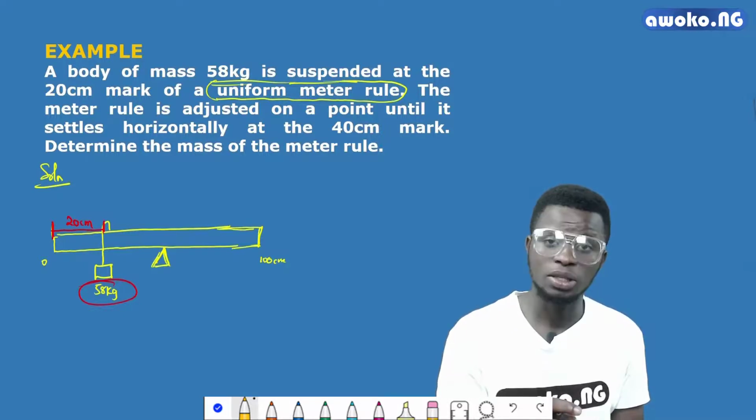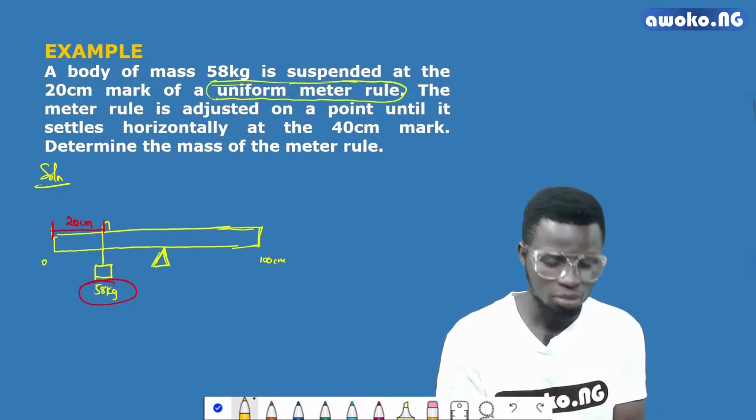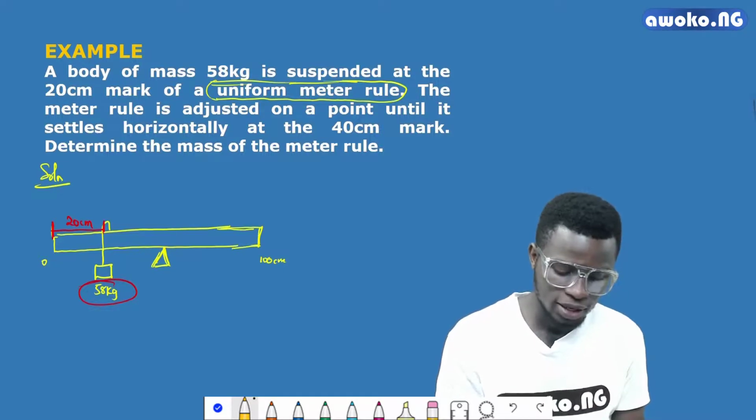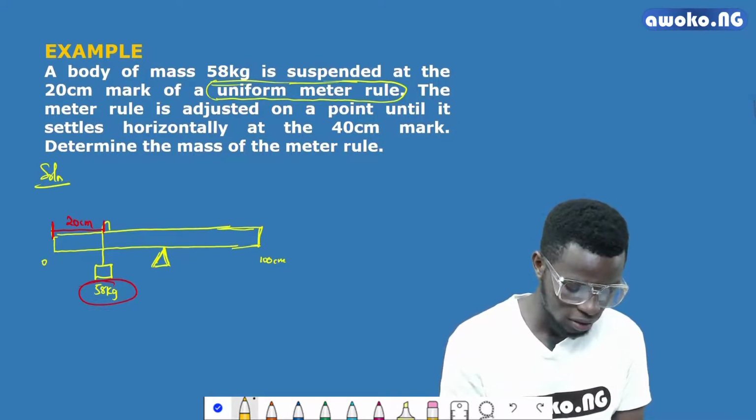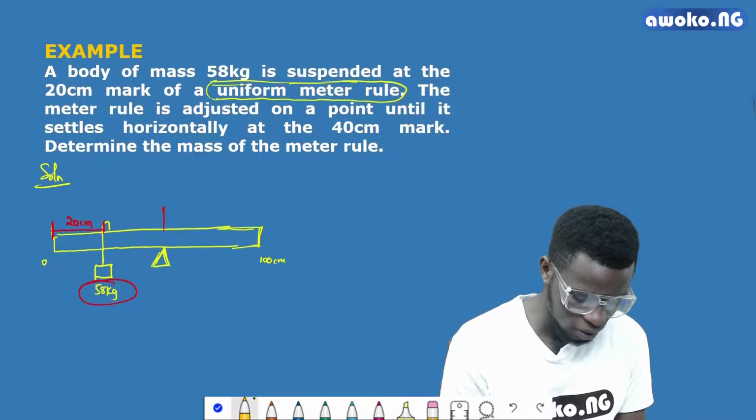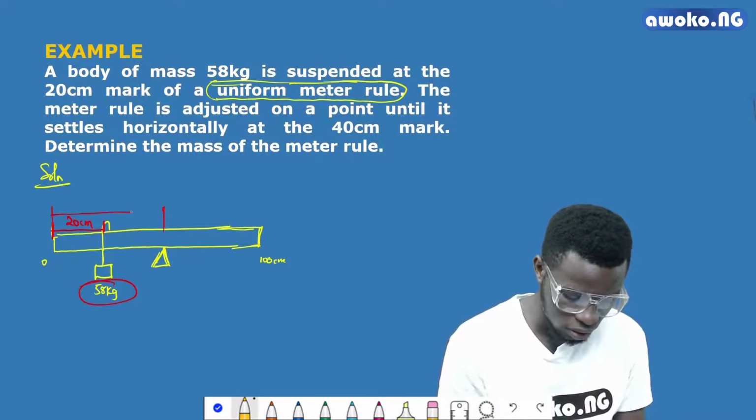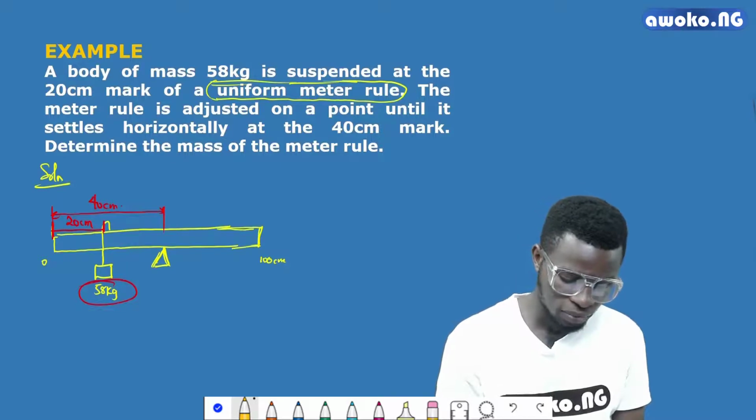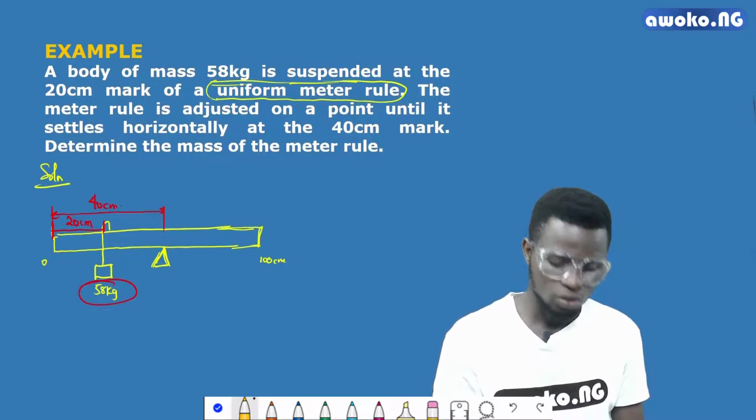Remember, I said the meter rule is uniform. That is, the center of gravity is at the midpoint. Okay, so we're told that the meter rule is adjusted on a point until it settles horizontally at the 40 centimeter mark. So let's call this the 40 centimeters mark. From this point to this other point is 40 centimeters. All right, now determine the mass of the meter rule.